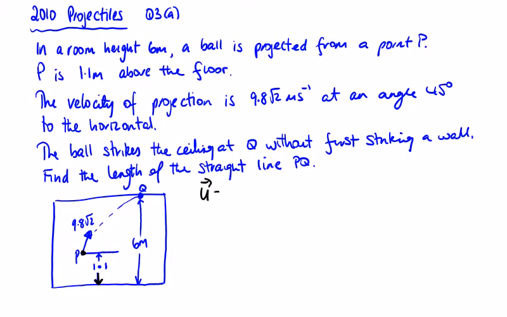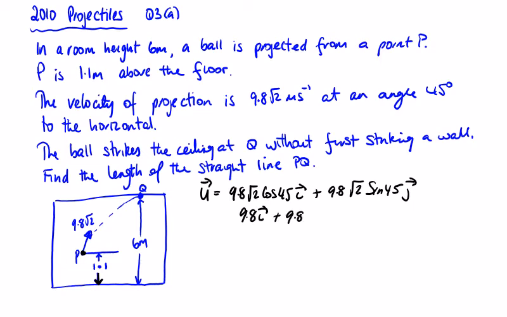So my initial vector is going to be 9.8 root 2 cos 45 i plus 9.8 root 2 sine 45 times j. And actually the root 2's will cancel there, won't they? That's going to be 1 over root 2. So it's going to be 9.8 in the i direction plus 9.8 in the j direction.